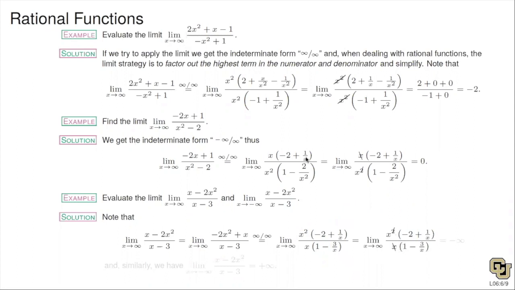So here I canceled. Now when you send x to infinity, here in the numerator, these two terms, the -2 times x, that goes to negative infinity. The plus 1 over x, that goes to 0. The denominator goes to 1. So negative infinity plus 0 divided by 1 is just negative infinity.